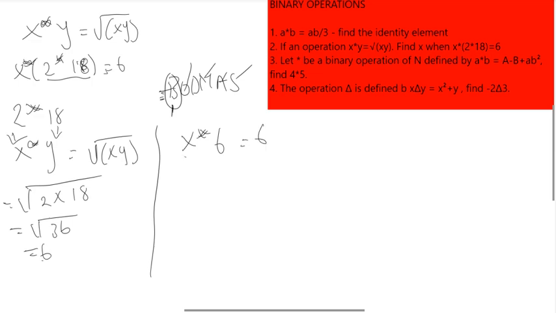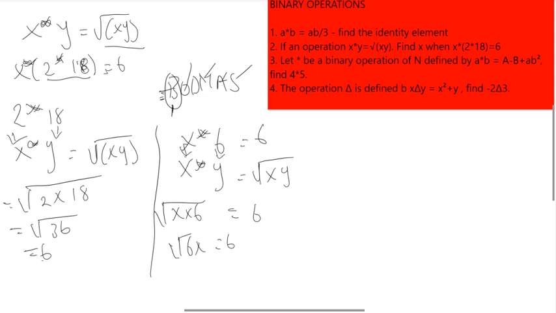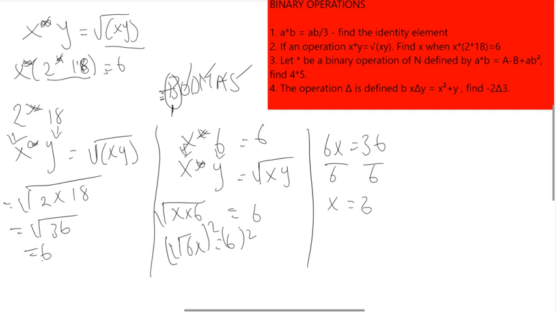Now we're looking for x. Remember, we're still going to use this one again to solve it. So we have x asterisk y is equal to root xy. So already from here you should be able to tell your answer. But let's solve. So this is representing x and this is representing y, right? So x asterisk y, that will be root x times 6, is equal to 6. So here we have root 6x is equal to 6, and here we'll square both sides so we can eliminate the square root. So we're going to have 6x is equal to 36. Divide both sides by 6, so we have x is equal to 6. x is equal to 6, and this is our final answer.